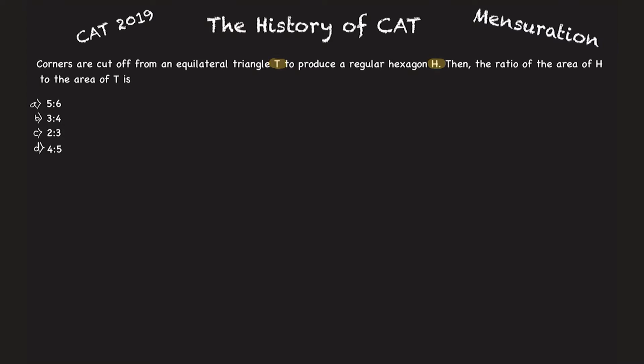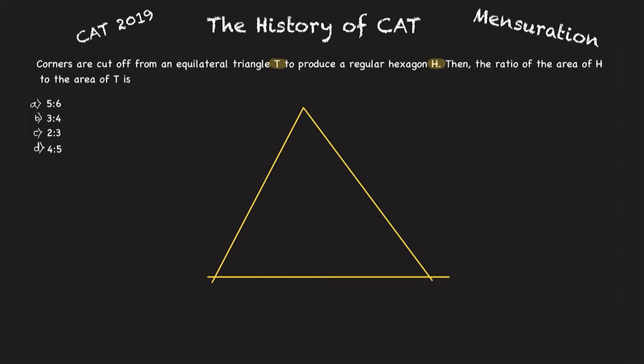So let us start by plotting this. First, let me make an equilateral triangle and see how it will look if I cut the corners. So this is my equilateral triangle. All the three sides will be equal, and so will all the three angles, each equal to 60. Let us make a proper triangle out of this. So let us put the corners here, and this is my equilateral triangle.